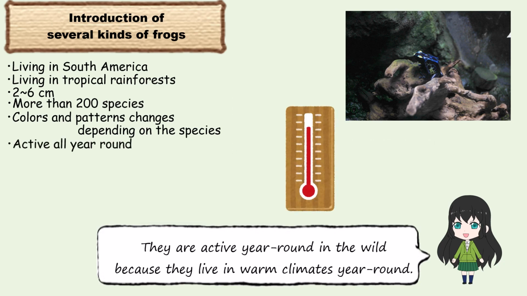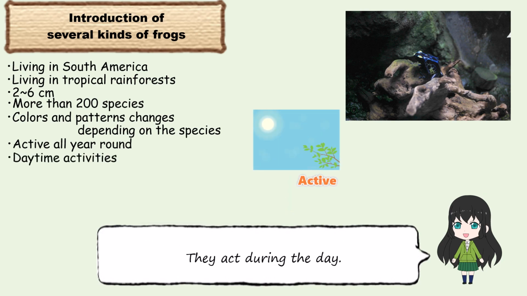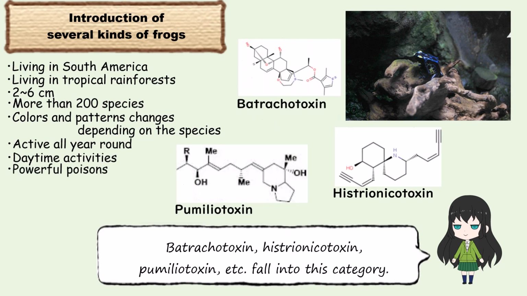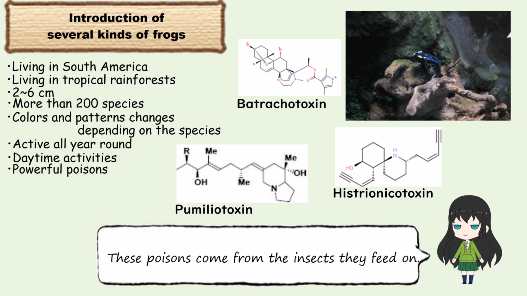They are active year-round in the wild because they live in warm climates year-round. They act during the day. As many of you know, they have powerful poisons. Batrachotoxin, histrionicotoxin, pumiliotoxin, etc. fall into this category. These poisons come from the insects they feed on.